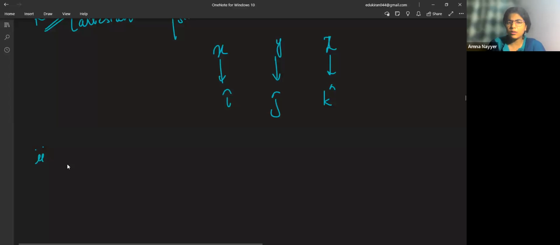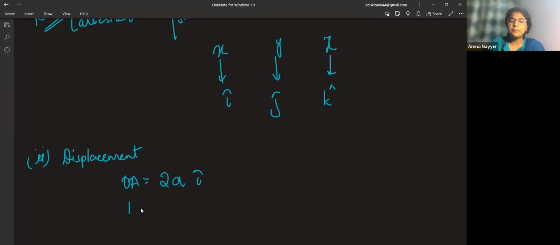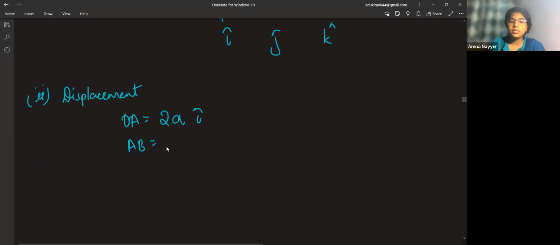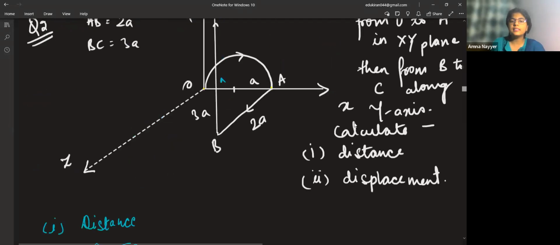You can leave this part also if you are not able to understand this well, because once we do vectors, then you will be able to relate it. But it's okay, we can at least discuss it so that at that time you will be able to relate it. So that is a i cap. Now AB is given also as 2a, and it is located along the Z axis, so that becomes 2a k cap.